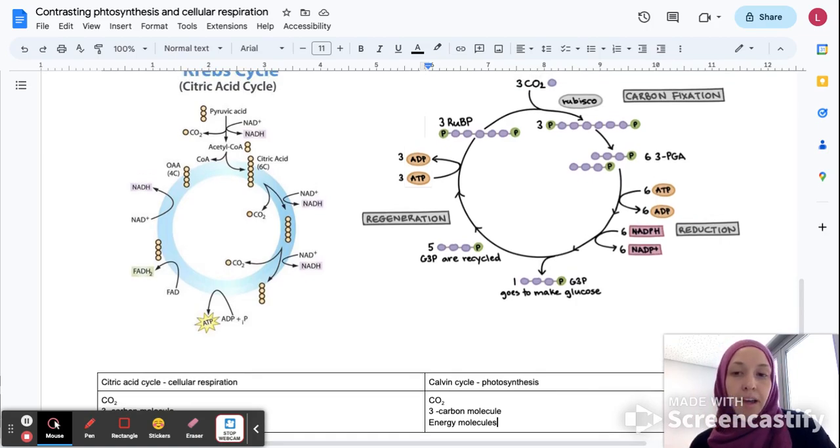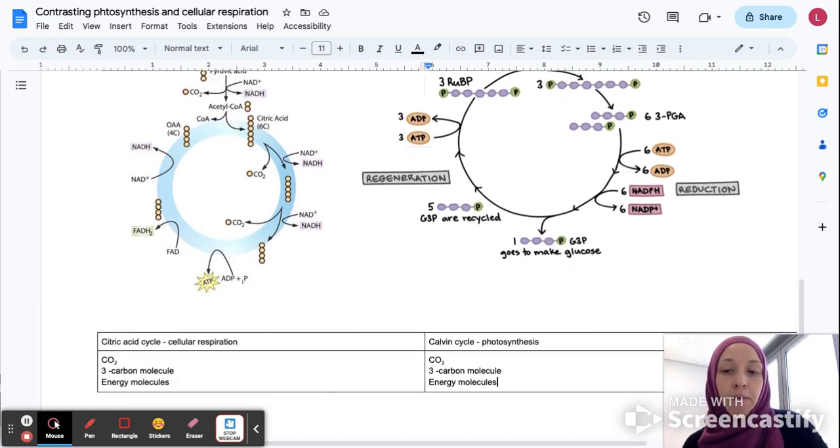So what is the role of carbon dioxide in each of these processes? One of these processes is using carbon dioxide, and one is producing carbon dioxide. And so I'm not going to give you the answer, but I want you to think about it. Here, the citric acid cycle, is it using or producing carbon dioxide? Okay. Same here, the Calvin cycle, is it using or producing carbon dioxide?